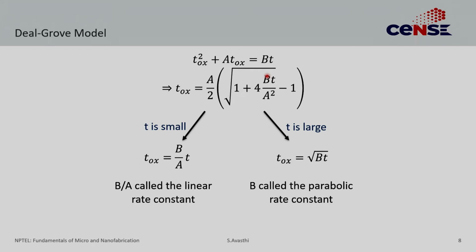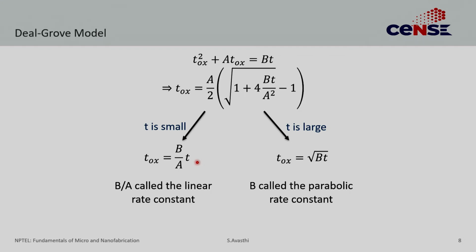So, for very small times, the oxidation growth rate is essentially linear. The oxide film will simply linearly increase with time. That is why B/A is often called a linear rate constant.